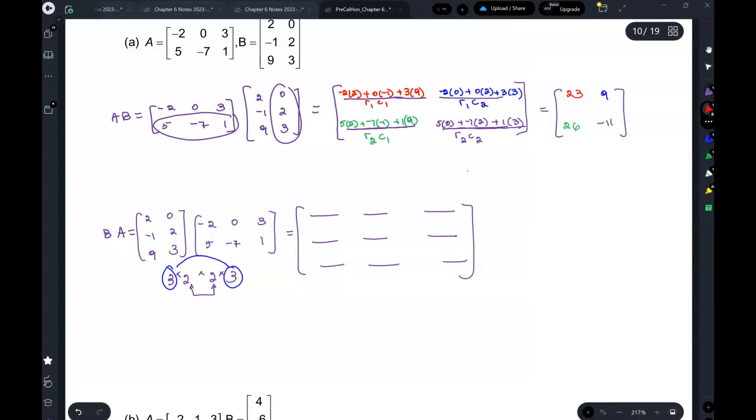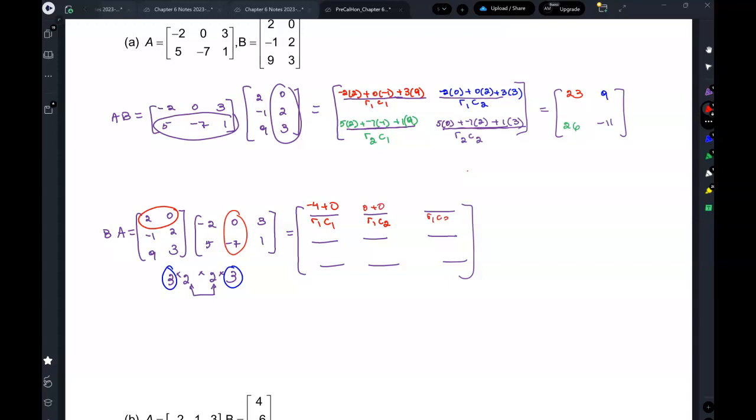So let's go here. First one is row 1, column 1. Now I have 2 in each, they match up. So I'm going to get negative 4 plus 0. Next one, row 1, column 2: 0 plus 0. And then row 1, column 3: 6 plus 0. If you're texting and TikToking at the same time as you're doing this, it just gets messed up.